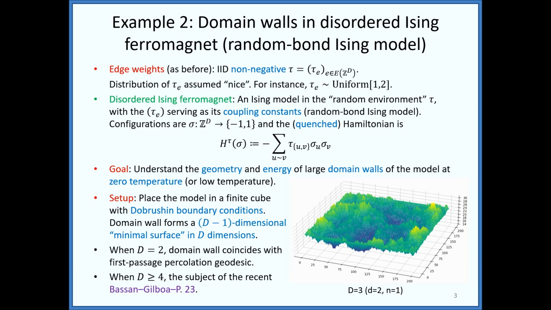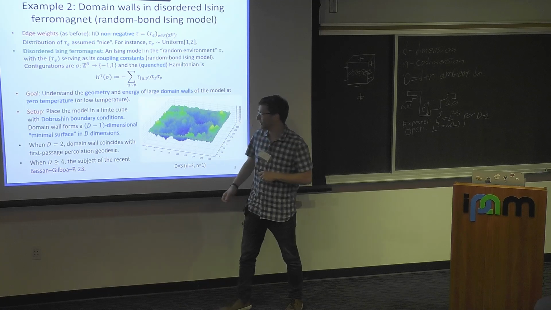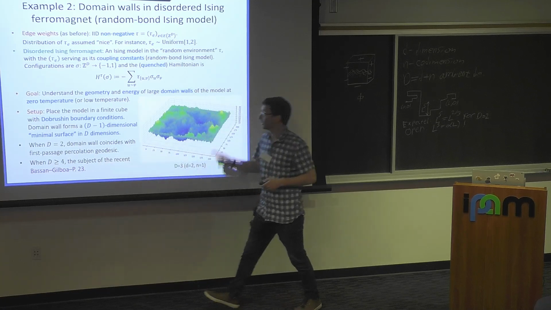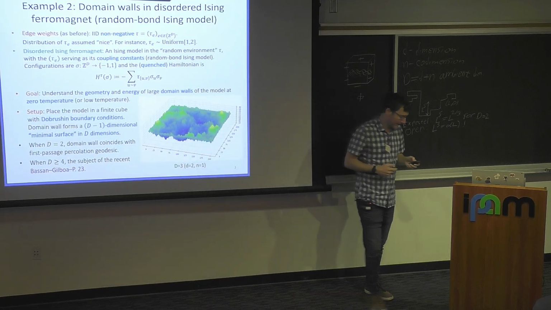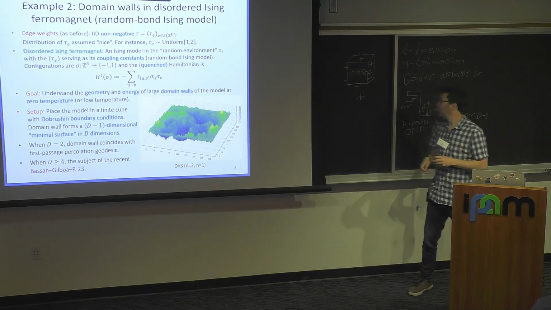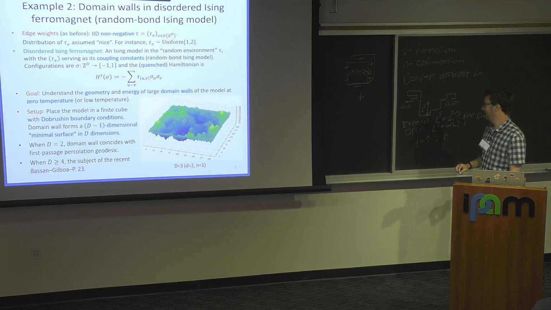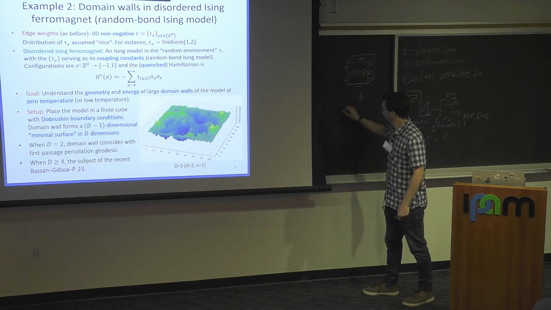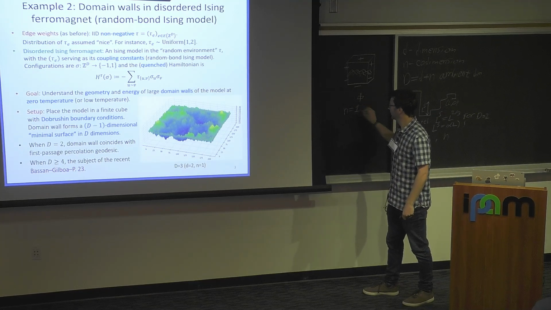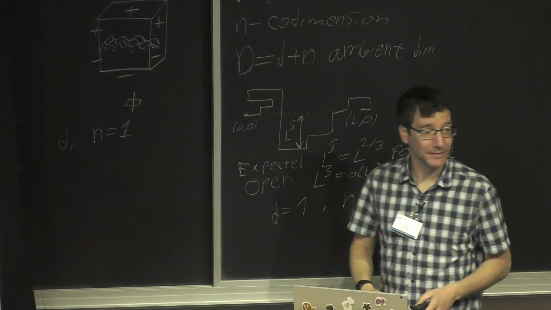If you do it in 2 dimensions, you coincide with the previous model of first passage percolation. And later in the talk, I will speak about recent work on this model with Michal Bassan and Gilboa. But for now, I move on. So we had 2 examples. One of the examples had d equal 1 and general codimension. And the other example had n equal 1, codimension 1, and general d. Okay? So we had 2 examples.